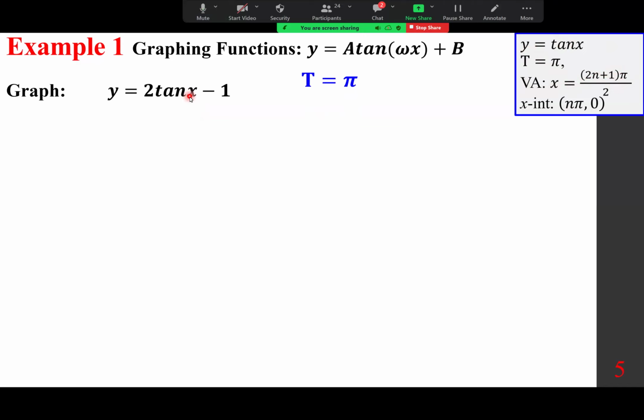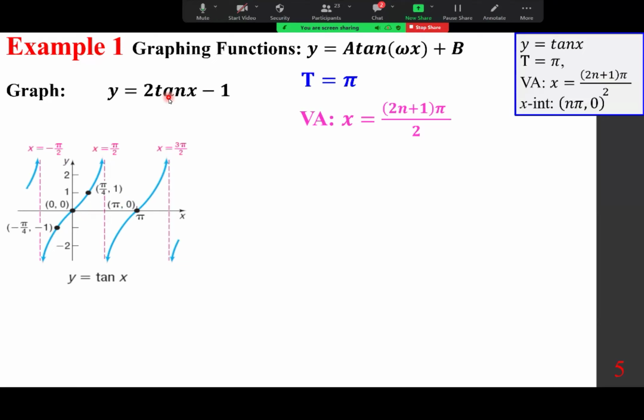And because the period is not changing, the vertical asymptotes are not changing either: (2n + 1) times pi over 2. In fact, for 2 tan x, the x-intercepts do not change either. But in any event, we start with tan x.